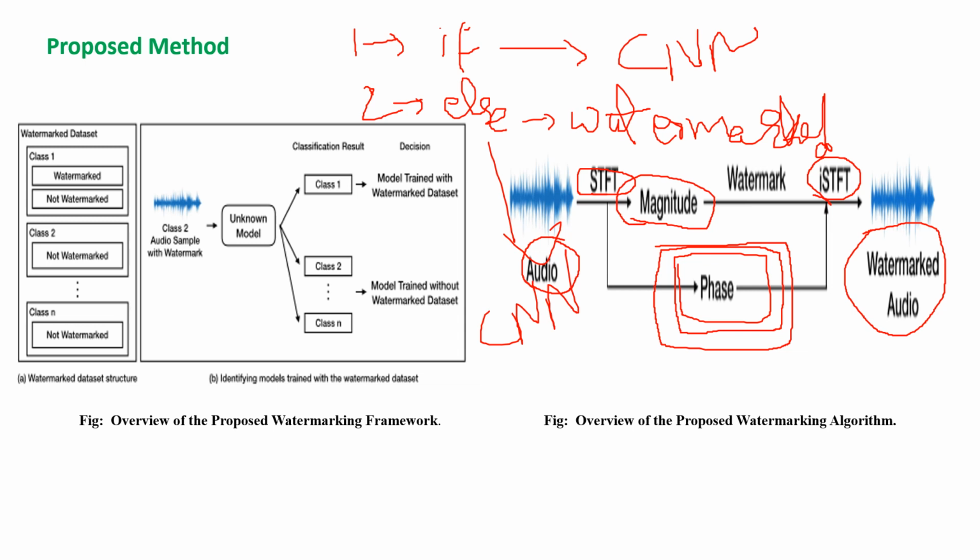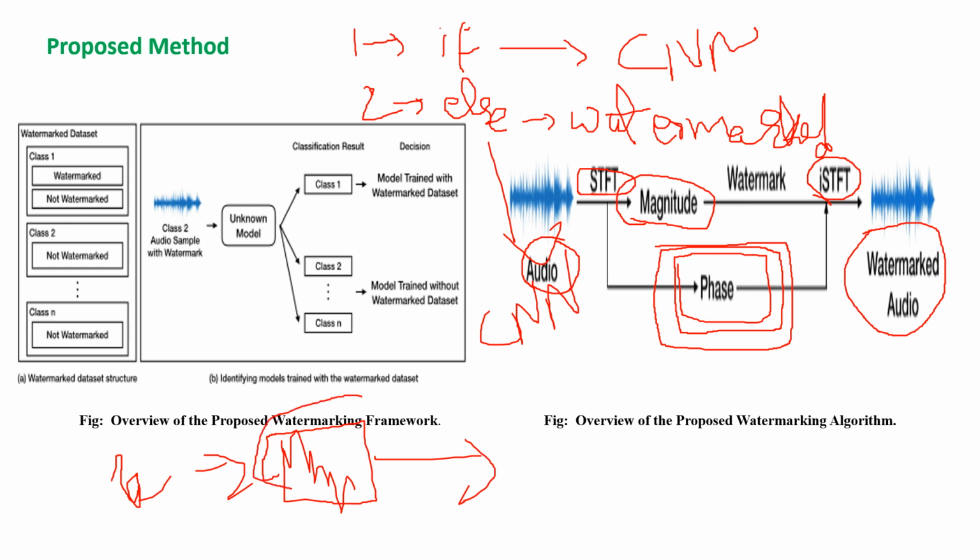For this process, first we have to take an audio signal, and this audio signal is converted into a spectrogram for analysis. We give the watermark to this spectrogram to get the watermarked audio, because converting an audio signal into a spectrogram makes our process easy.